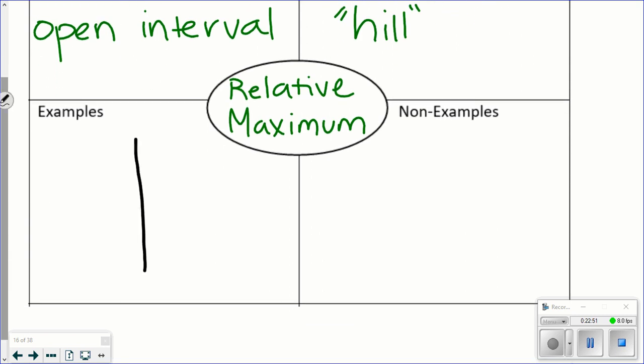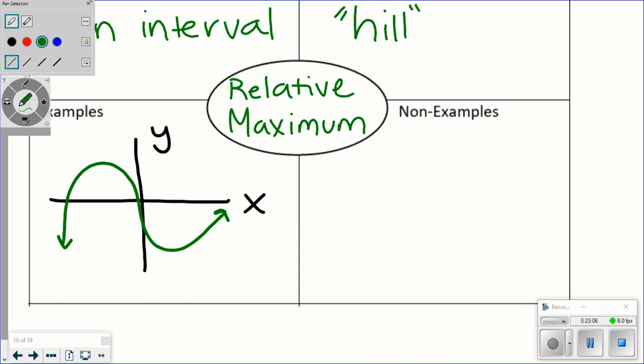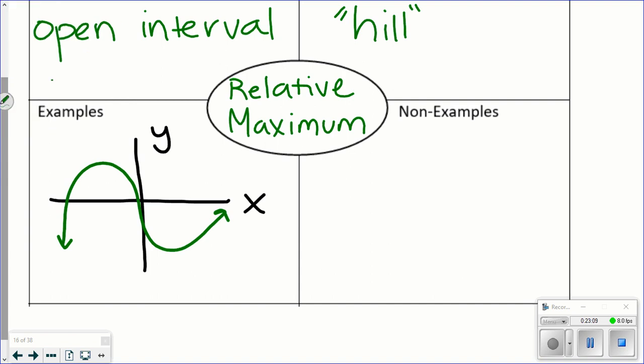So here's my x-axis, here's my y-axis. I'm just going to draw on a graph. I kind of see a hill. So we're going to say it's right here. This would be my relative max. And I'm going to say it occurs at 4. I just made up the number.